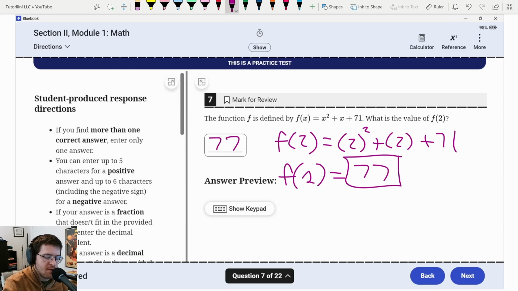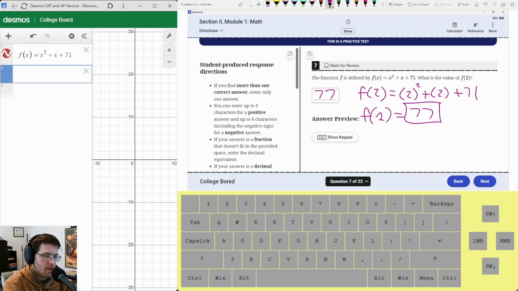We can also do this on Desmos, so let's go do that. Okay, so I just typed in the function. Now I'm going to type in f of 2. And I also get 77.